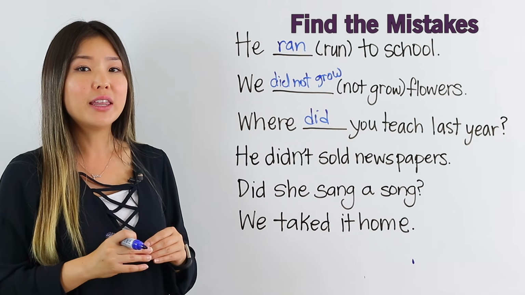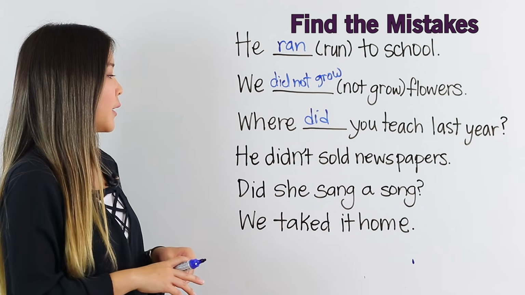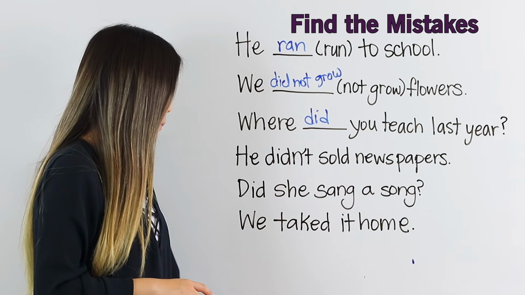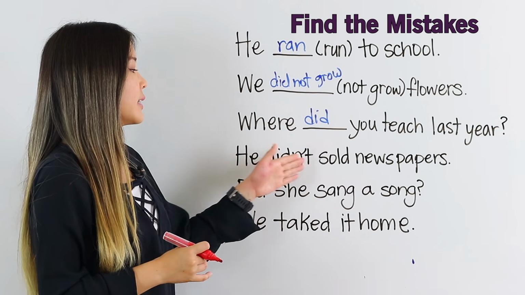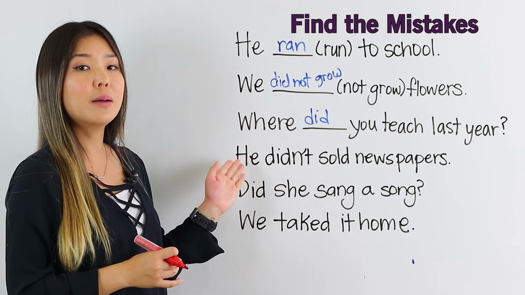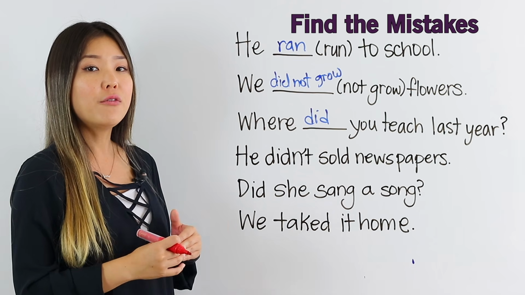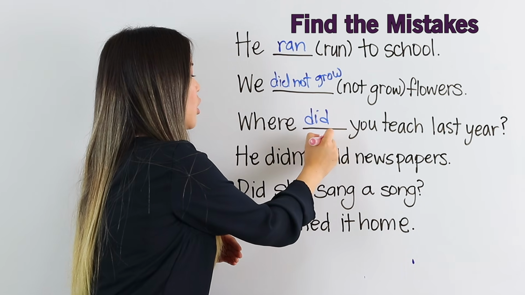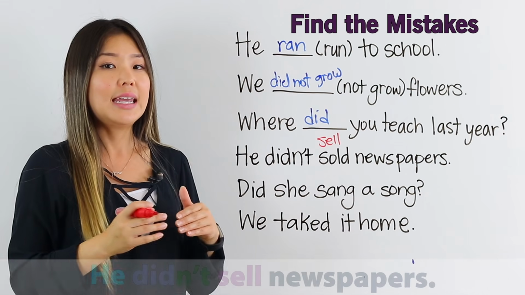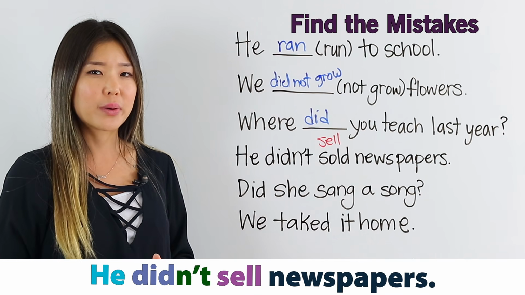Next, try to find the mistake in the next sentence. He didn't sold newspapers. Remember, in the negative, didn't is correct for whatever subject there is. However, we need to keep the verb in its base form. So, the correct answer is he didn't sell newspapers.